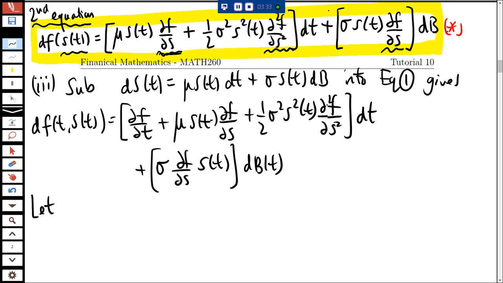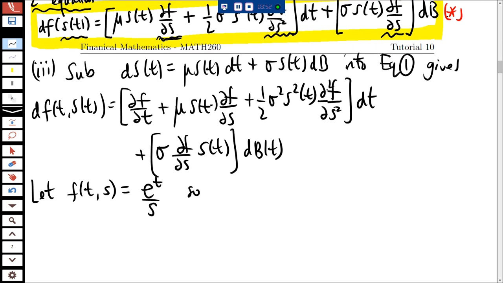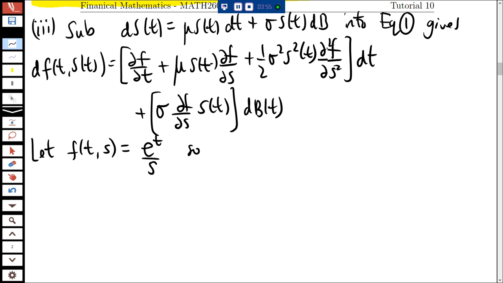And looking at the question, it makes sense for us to consider the function f equals e to the t divided by s, because this just matches the process that we're trying to follow. Okay, so the next thing we need to do is calculate all the partial derivatives. So let's take a look at what we need. We need this one, this one, this one. They're all the partial derivatives.